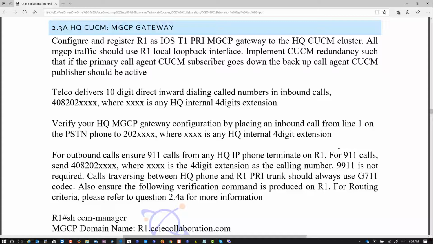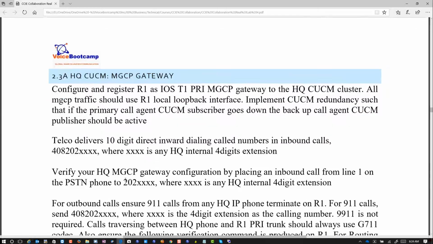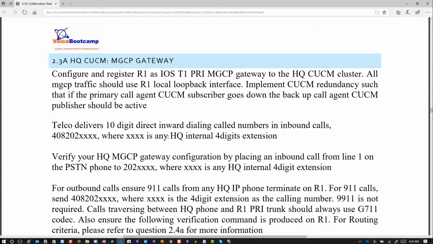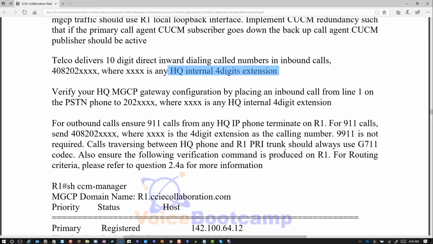The service provider is sending 10-digit direct inward dial numbers, and when you call inbound, the number 408-202-XXXX should reach any internal 4-digit extension.